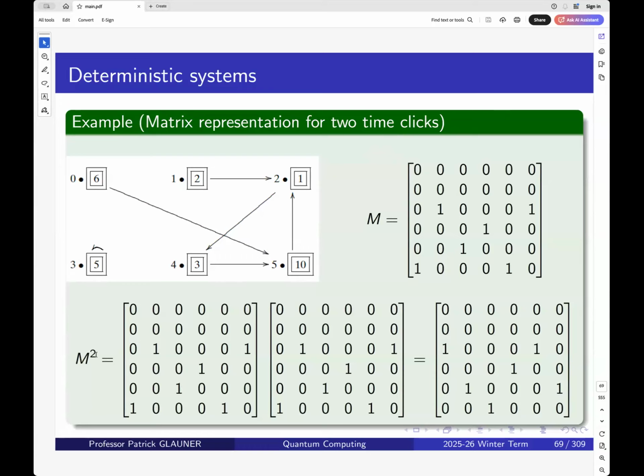So this matrix M squared just means I could now have M squared and multiply from the right my original vector X, and what I would get as a result is 2 time clicks into the future. So I don't need to first multiply X with M, which is Y, and then Y from the right with M, but rather I could calculate M squared and multiply X directly from the right with M squared, and then I would move directly by 2 time clicks into the future.